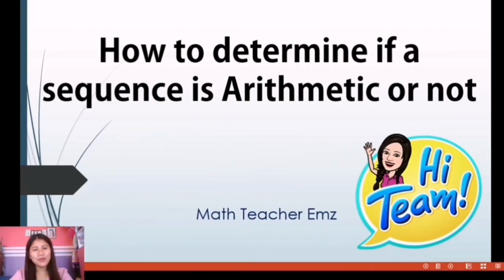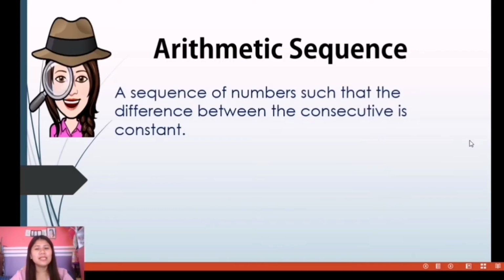So for today's video, I'm going to teach you how to determine if a sequence is arithmetic or not. Okay, but before that, let me define what an arithmetic sequence is. When we say arithmetic sequence, it is a sequence of numbers such that the difference between the consecutive terms is constant. Okay, so for further explanation, let me give you some examples.